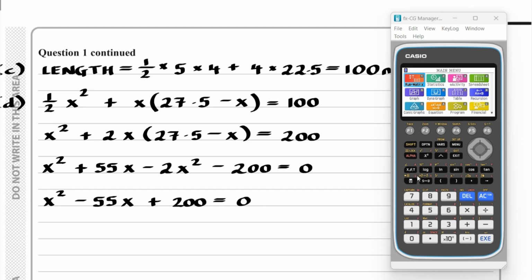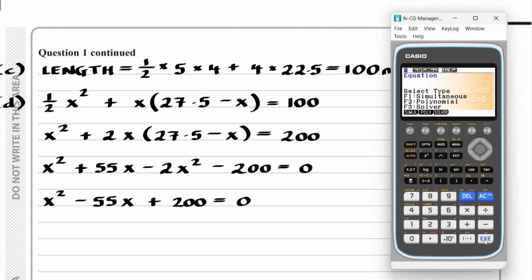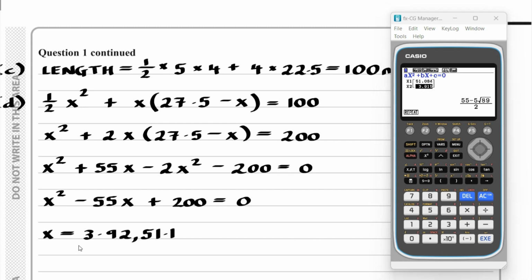And if we attempt to solve this equation, if we use our calculator, we have a polynomial of degree 2. We have 1 x squared subtract 55x plus 200. So we get a value of 51.0 etc. and 3.9 etc. So we have x equals 3.92 and 51.1.